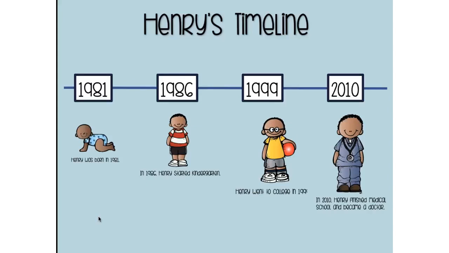And let's look at our timeline. If you looked at this timeline really quickly, would you be able to tell me what happened at different points in Henry's life? Yeah. It's a good tool for putting things in order, and then also giving us a quick peek into the big things that happen in someone's life.